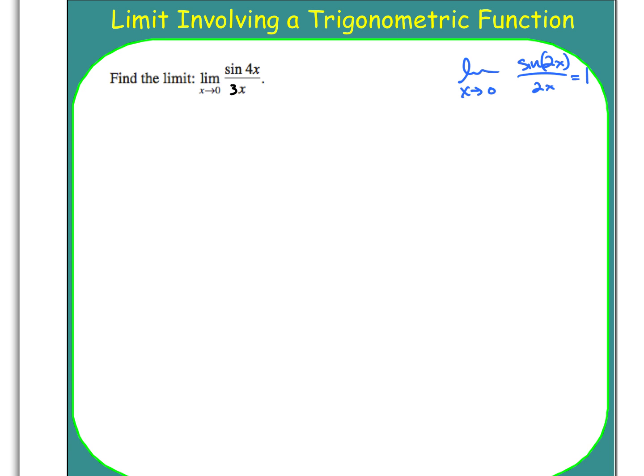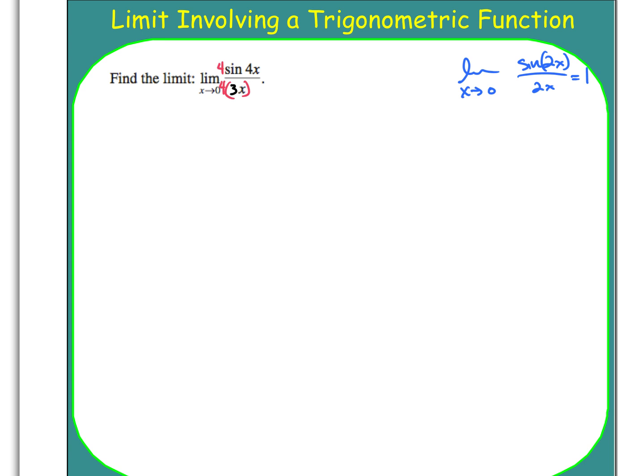All right, and so then, what do I want on the bottom? 4x. I want a 4x on the bottom. Well, there's a 3x right now, so I need to put a what? I need to put a 4 on the bottom, don't I? But if I put a 4 on the bottom, math's an equal opportunity sport, so what do I need to do? Put a 3 on top. I need to put a what? Not a 3, a 4. Okay. All right. If I put a 4 on the bottom, I have to put a 4 on top.